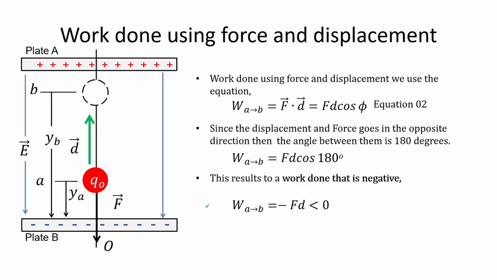Let us look at the work done using force and displacement for the systems earlier. For work done using force and displacement, we use equation 2. Since the displacement and force go in the opposite direction, the angle between them is 180 degrees. This results in a work done that is negative.